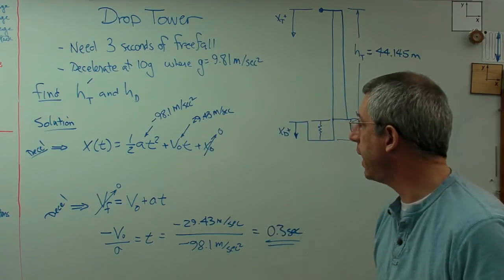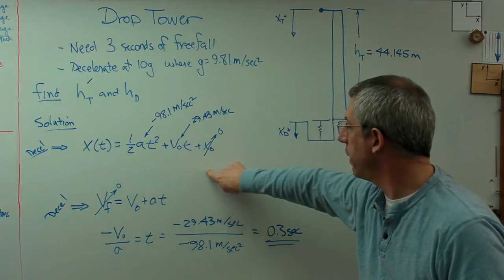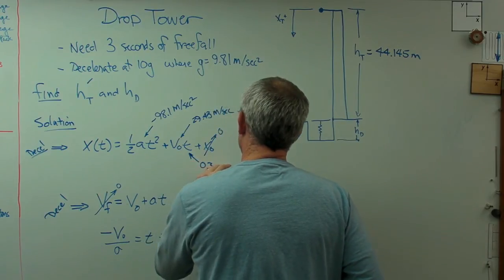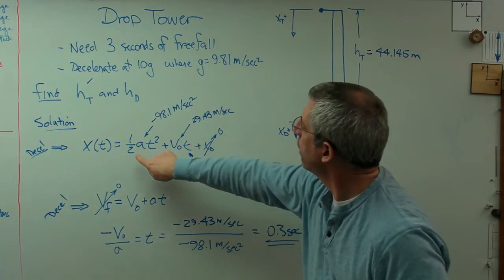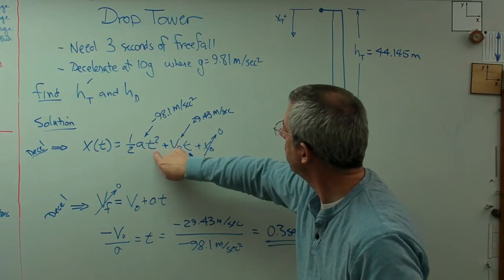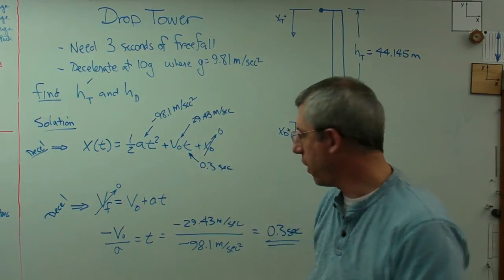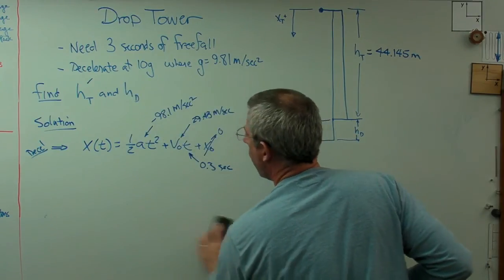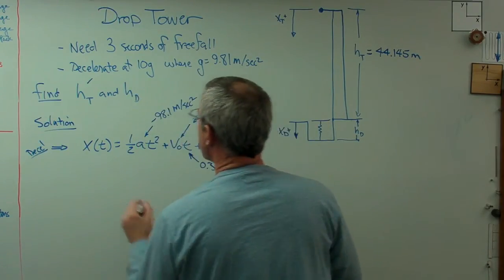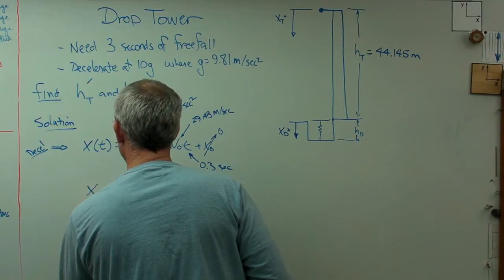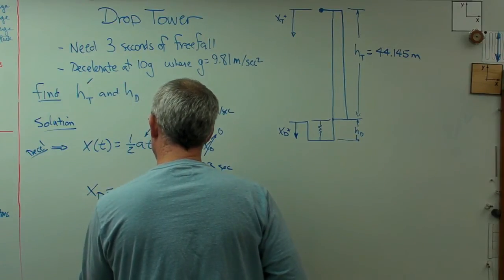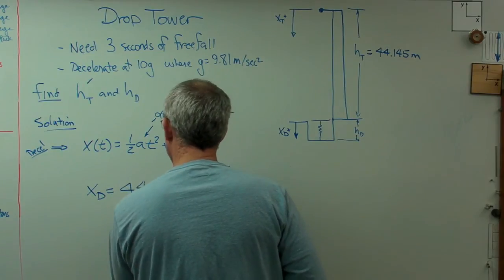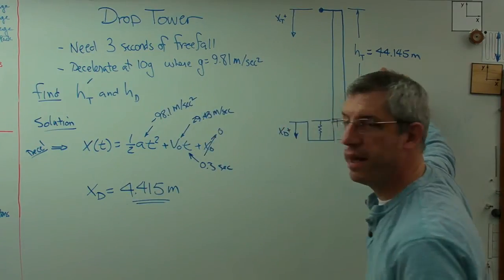That's going to be 3 over 10, 0.3 seconds. Okay, so we've got that now. Now we know everything on the right side of this expression. T is 0.3 seconds. That's just a number, and we're good to go. So let's just work this out. And guess what? This number might look a little bit familiar. XD is going to be 4.415 pretty much meters. It's going to be 1/10 of that.